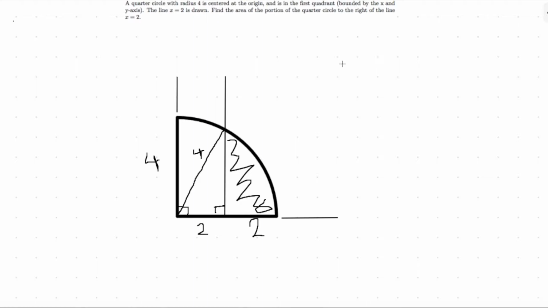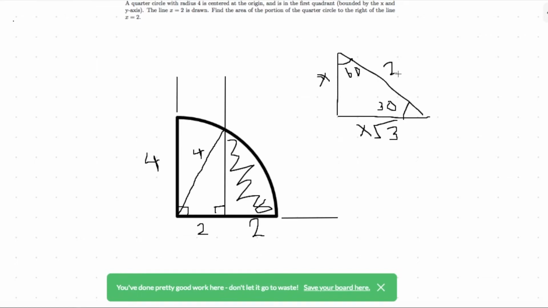So just a quick refresher, if we have a triangle where this angle is 30 and this angle is 60, then if this side length is x, this side length will be x root 3, and this hypotenuse will be 2x. So we can apply this here, and we notice that because this is a 30, 60, 90 triangle, this angle must be 60 degrees. Well, how does this help us?